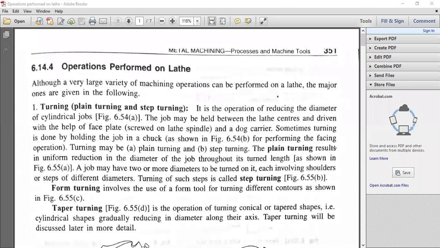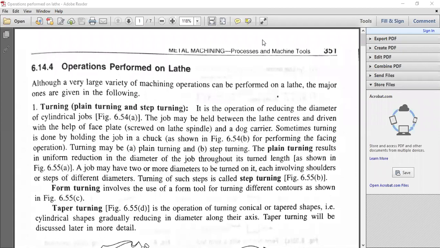And a job, as I already told you, may have two or more diameters to be turned on it as per the design and the customer specifications, each involving shoulders. Each step diameter is a shoulder, or steps of different diameters. So turning of such steps of 25, 20, 15, all these are known as step turning. You can see the diagrams in the next slide.